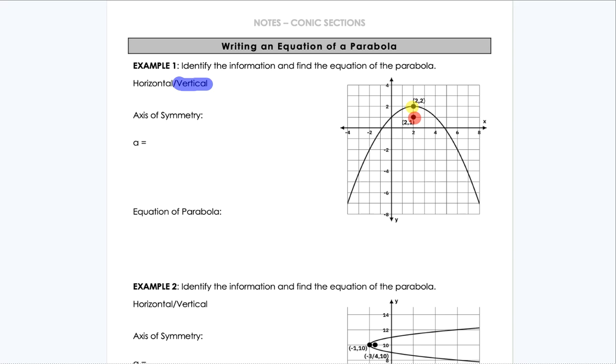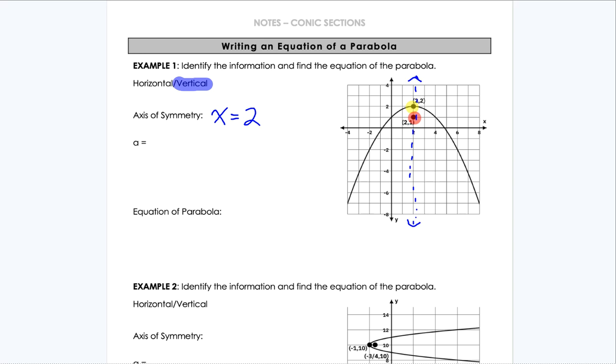Based on those 2 points, I can see where my axis of symmetry is, because remember, the axis of symmetry is always that line that goes between the vertex and the focus. If I draw my axis of symmetry down those 2 points, I can see that it's at the x value of 2. So my axis of symmetry is the line x equals 2 because it goes between the vertex and the focus.